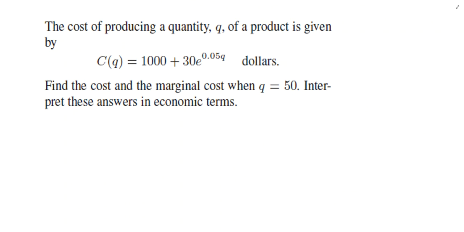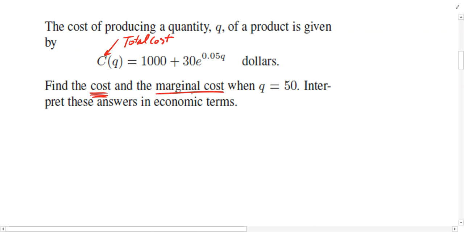In this economics example, we've got a couple phrases here. The cost of producing a certain quantity of a product is given. So this capital C represents total cost, and that's what's being referenced down here. Find the cost and the marginal cost. Marginal cost is the phrase we use to describe the cost per unit, or the cost at the margins. This one here is a rate. And so again, if we're dealing with rates, then that phrase should scream derivative to you, and we will need to compute the derivative.